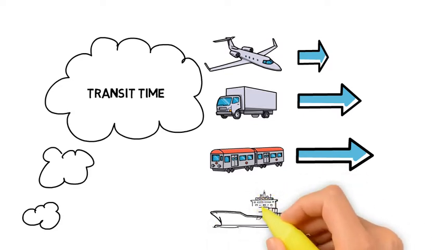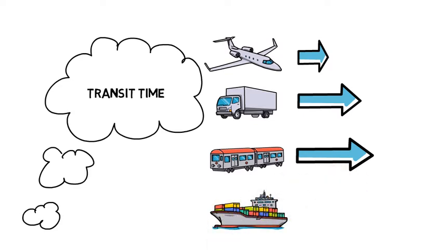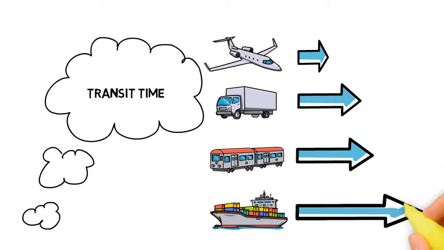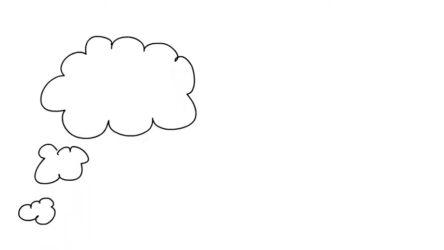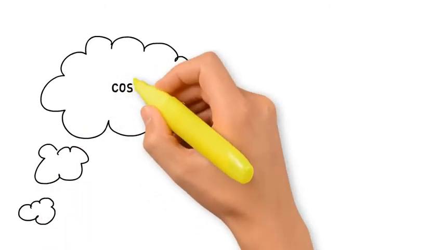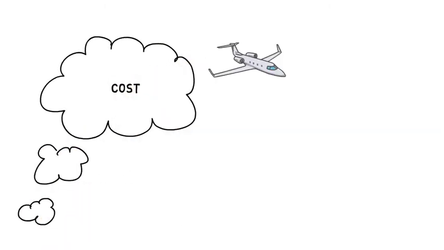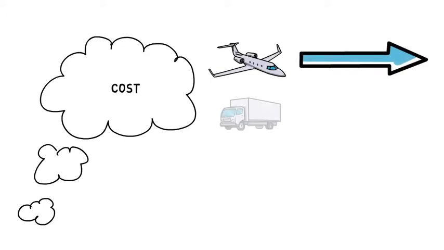Container ships, of course, sail at relatively slow speeds of around 24 knots and could take days to weeks to complete a voyage. Considering the relative transit times, it doesn't come as a surprise that for the same journey, planes would cost the most, followed by trucks, and then the trains, and lastly the ships.